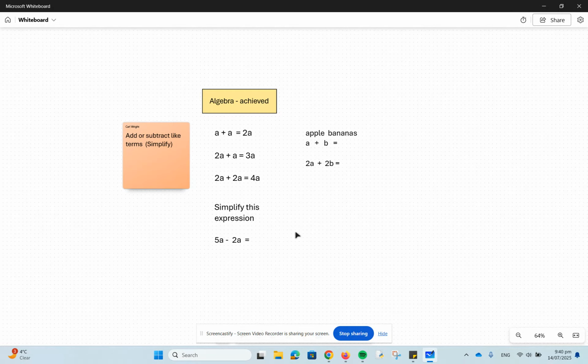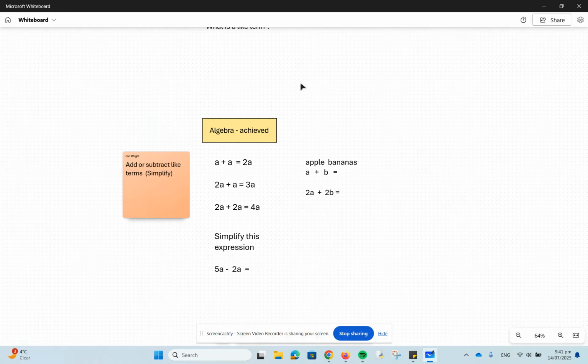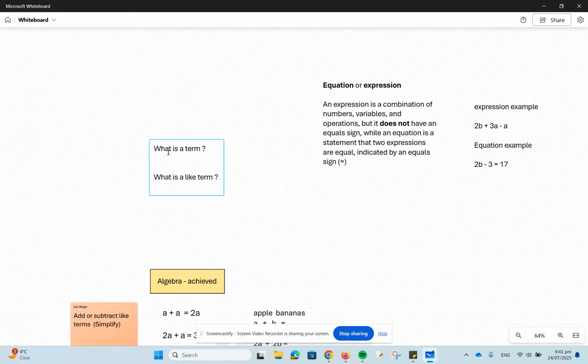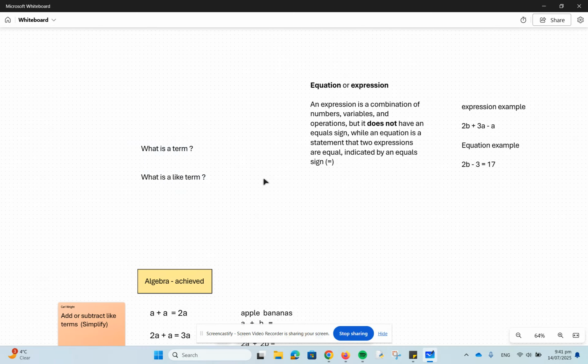Okay, so what we want to do is add or subtract like terms. Before we can do that, you need to know what a like term is. Here I've written some notes. You want to know what is a term and then what is a like term. There are a few things I just want to fill in details on.